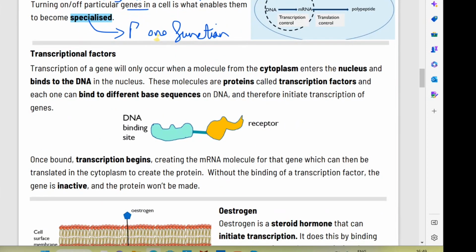Okay, so we're going to move on to transcriptional factors now. The transcription of a gene will only occur when a molecule from the cytoplasm enters the nucleus. So we need to remember that, and binds to the DNA in the nucleus, okay? These molecules are called proteins, and these are basically transcriptional factors, and each one can bind to different base sequences on the DNA. And this can initiate transcription of the genes.